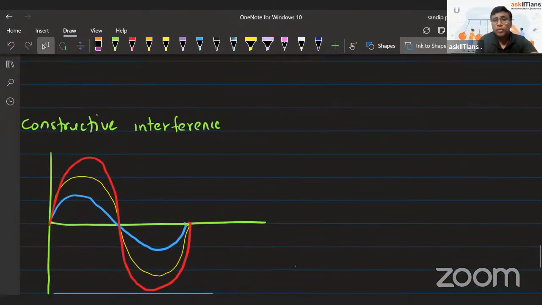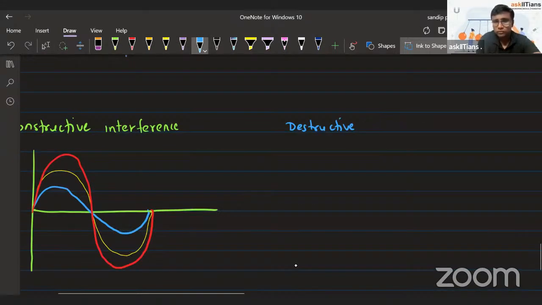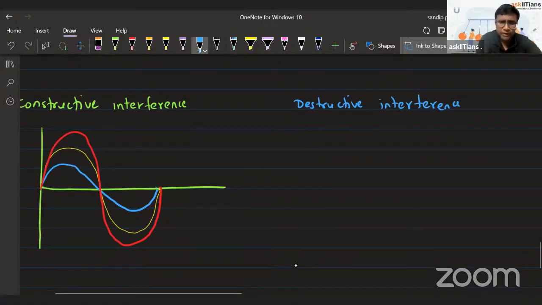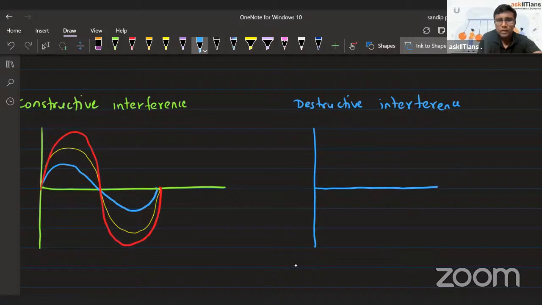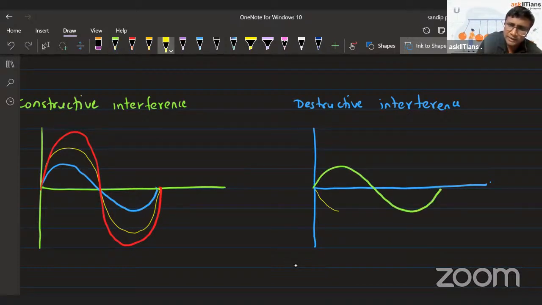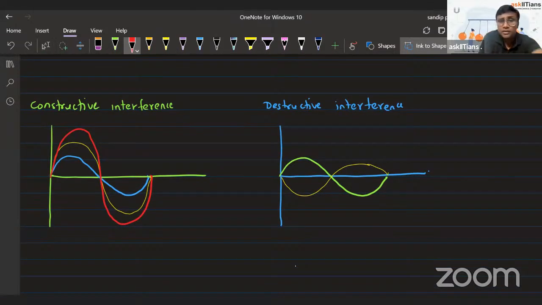Now let's talk about destructive interference. Consider the first wave like this, and the second wave like this. If these combine together, the effect will be zero, a null effect. That is destructive interference.